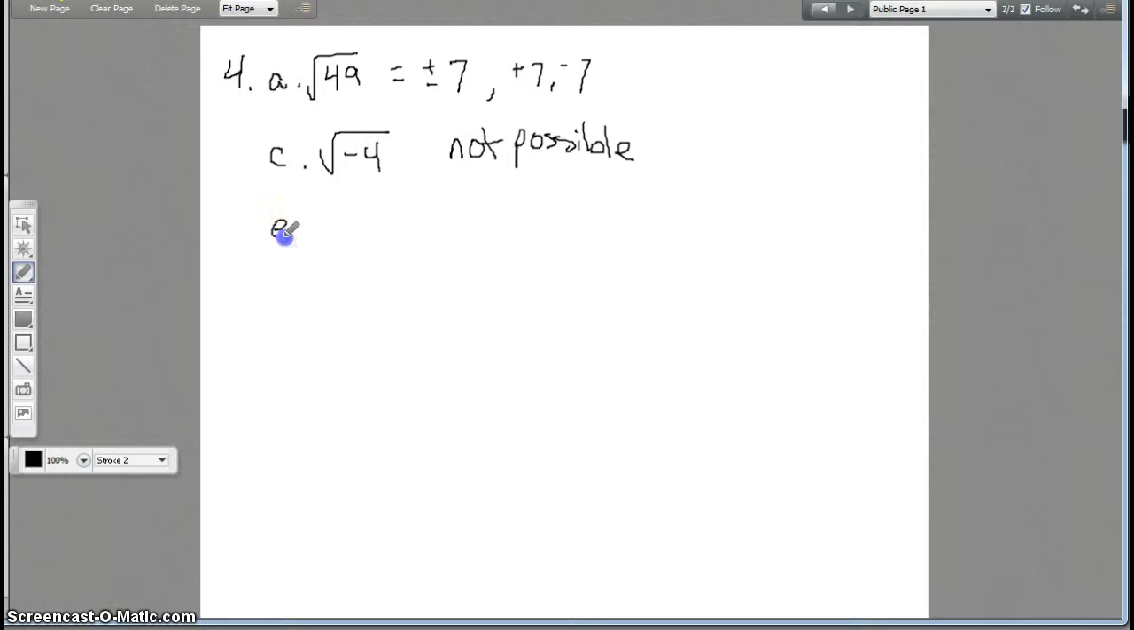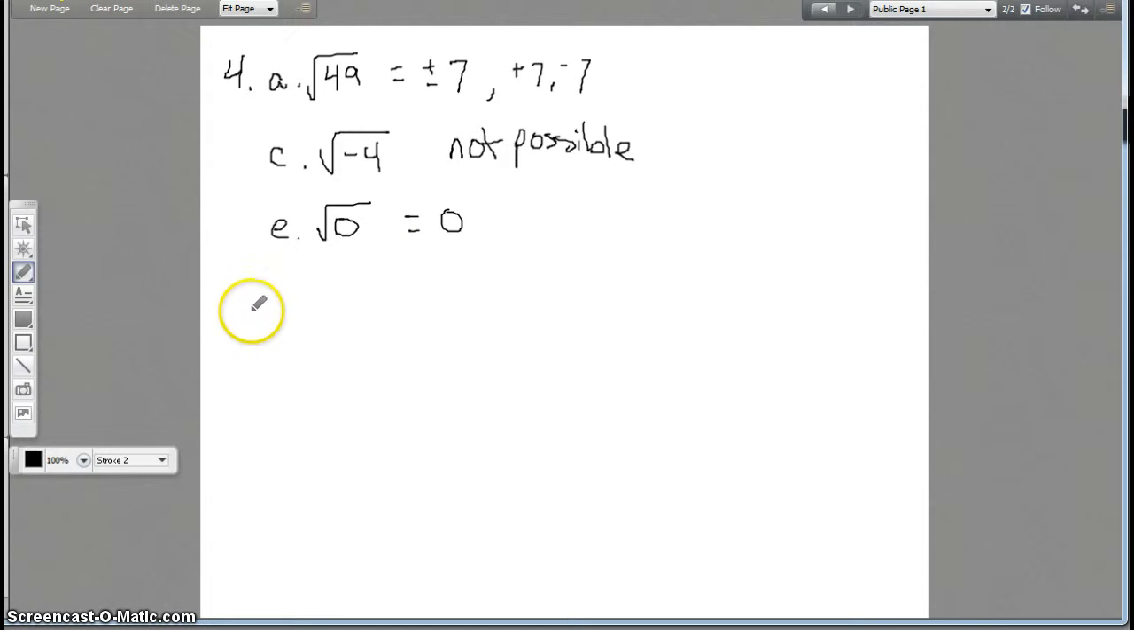Okay, let's look at part E. 0. What is the square root of 0? That's just a 0. 0 is not a positive number. Remember, all positive numbers have two square roots. 0 is not positive. It's not negative either. It's in between the positive and negative numbers. 0 has only one square root, and that is 0.